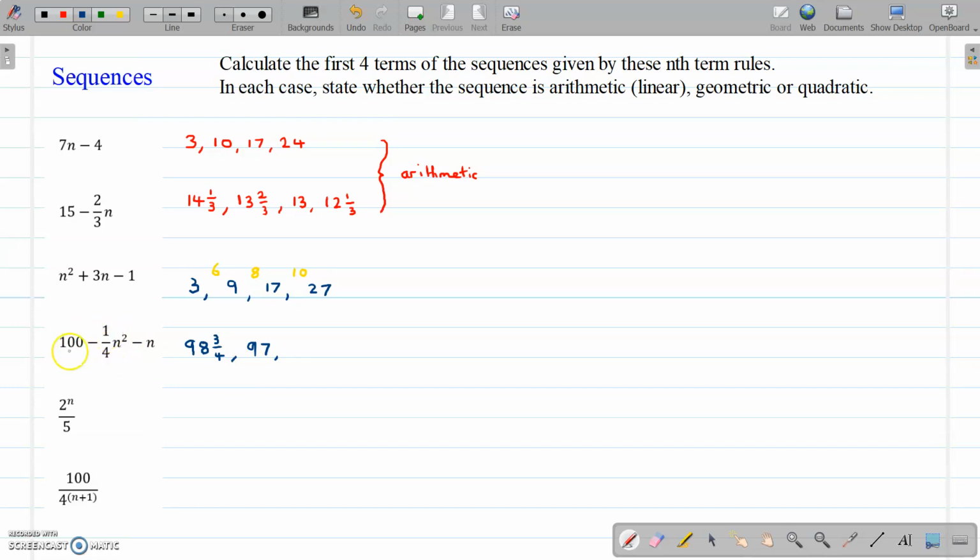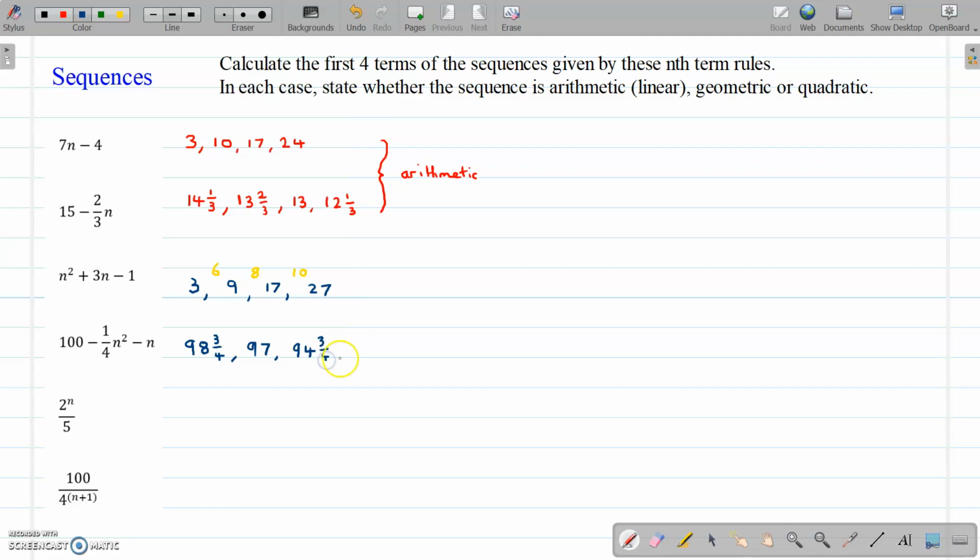Now the third term in this one is going to be when n is 3. So I've got 100 minus a quarter of 3 squared. Well, 3 squared is 9. So a quarter of 9 is 2 1/4. So I've got to do 100, take away 2 1/4, take away another 3, so I'm taking away 5 1/4 from 100, which is going to leave me with 94 3/4. Okay, 94 3/4.